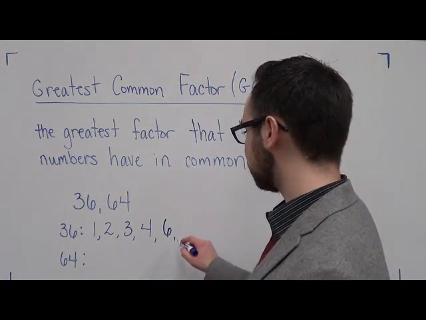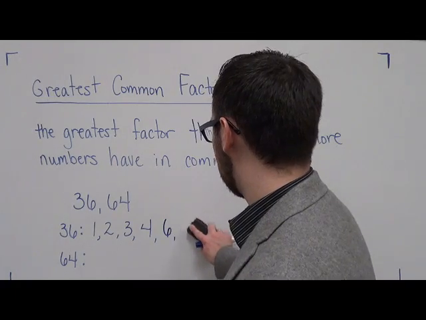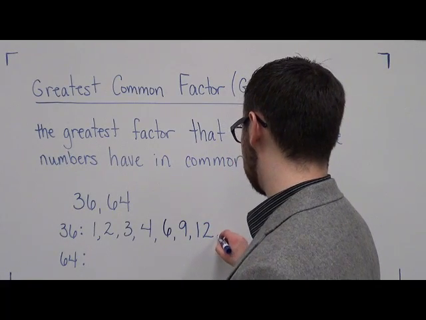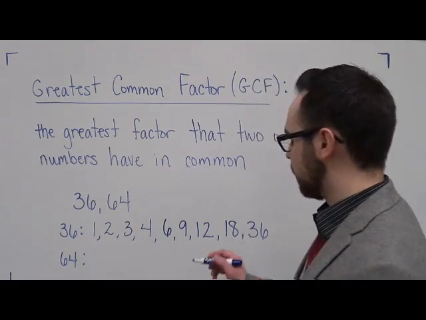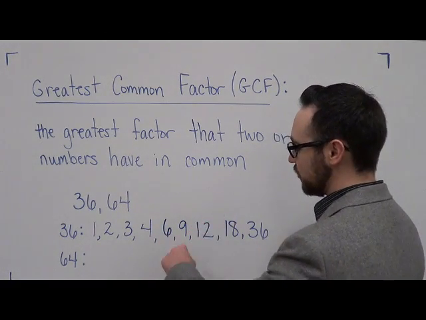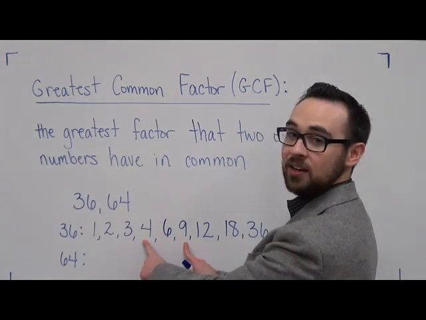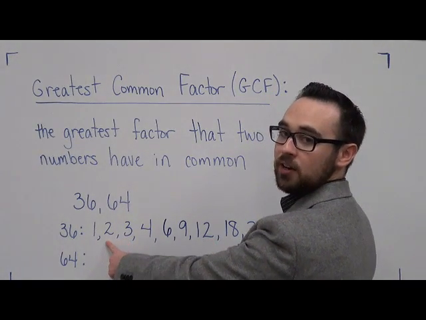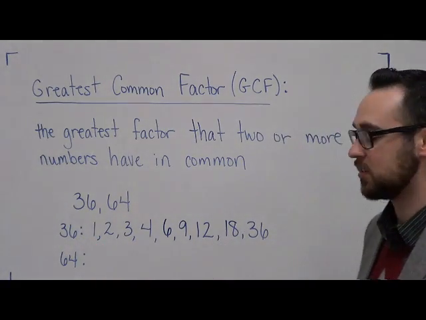6, 9, I skipped over 9, and then 12, 18, and 36. So what happens here is when you get through the single digits, eventually you hit a point where you start going back down. So 6 times 6 is 36. 4 times what is 36? Well, 4 times 9 is 36. 3 times what? 3 times 12 is 36. 2 times what? 2 times 18 is 36. 1 times what? 1 times 36 is 36.